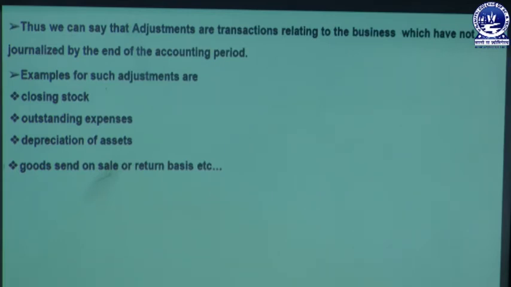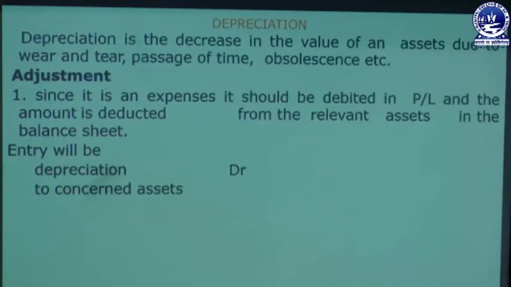So what are the adjustment items that we will discuss one by one. In our previous class we discussed the 4 items relating to adjustment, that is closing stock, prepaid expenses, outstanding expenses, and then income received in advance or income outstanding. So in today's class we will discuss the other items that we have not discussed in our last class.